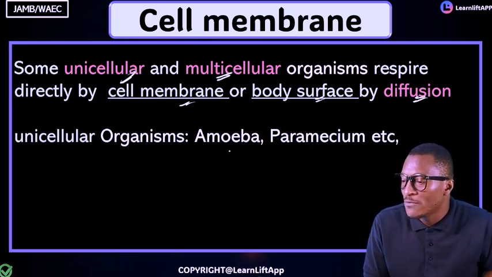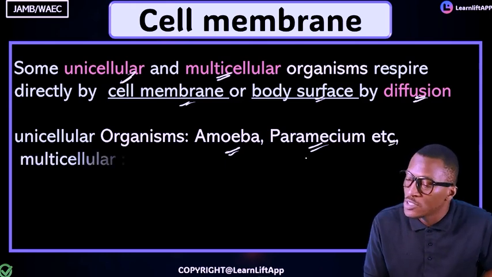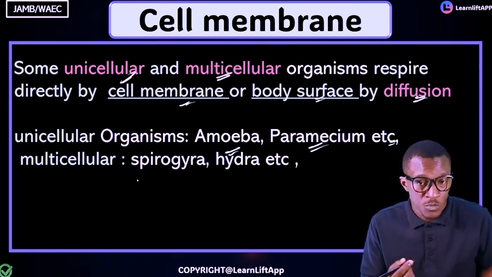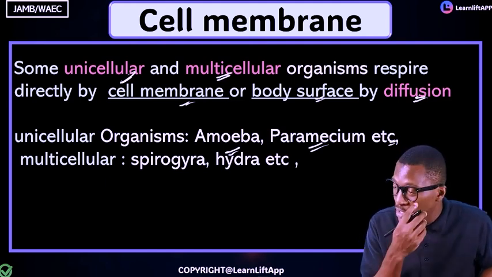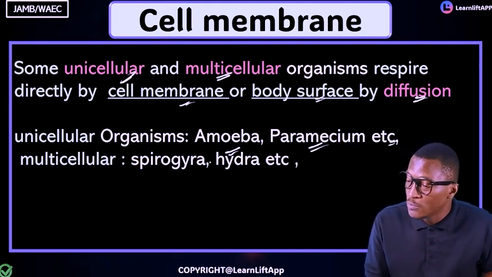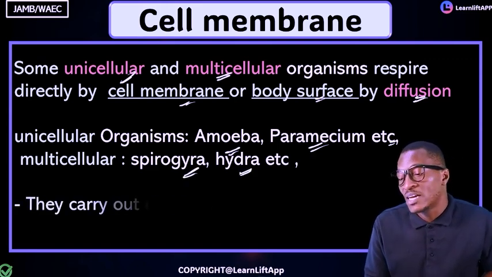Examples of such organisms are your amoeba, your paramecium, etc. While for multicellular organisms, some of them don't have complex cellular respiratory structures. Examples are your Spirogyra and your Hydra. And I will explain the reason.